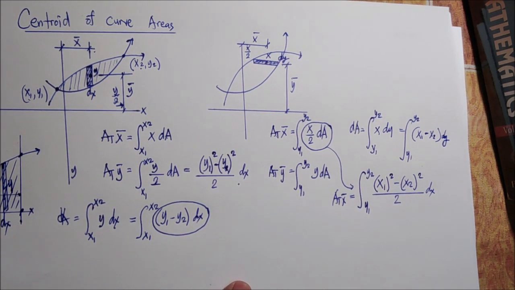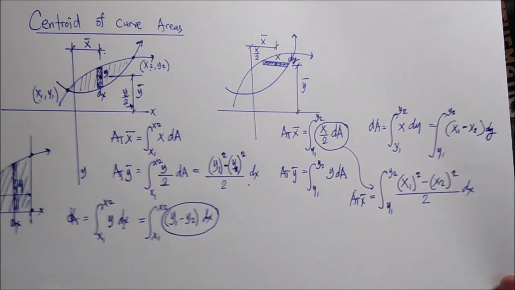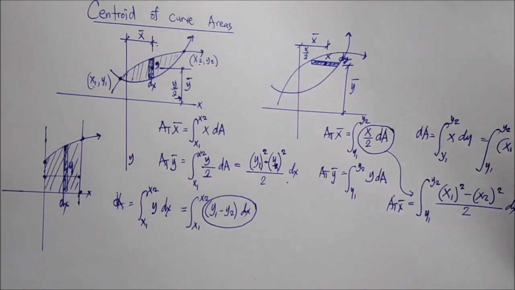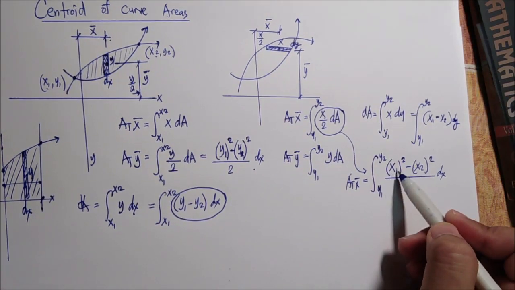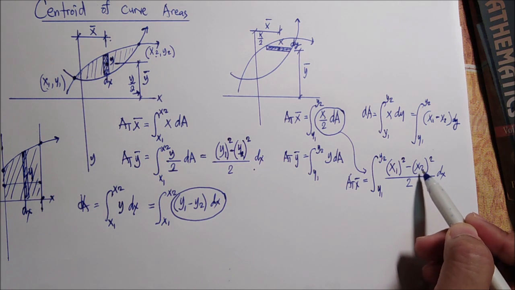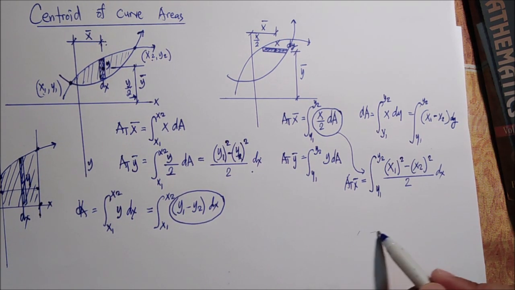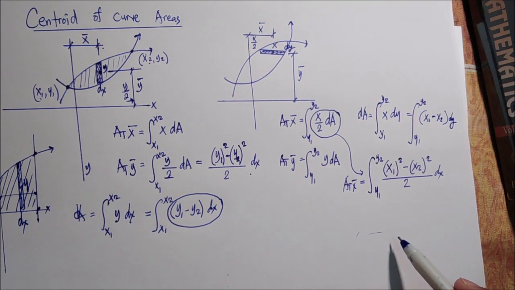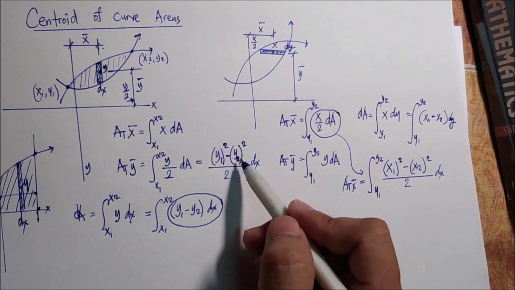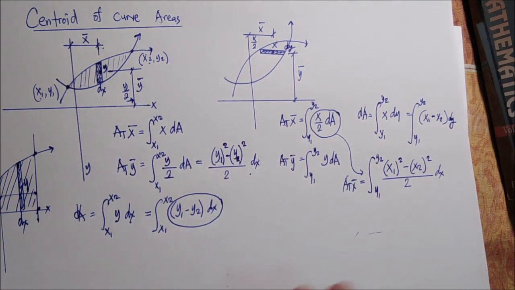Let's have an example. Can you interchange these two, x2 and x1? Yes, you can interchange. The only problem will be you will be getting a negative answer. Anyhow, we will ignore that negative. We can interchange also this one, it's either y2 minus y1. That's okay.